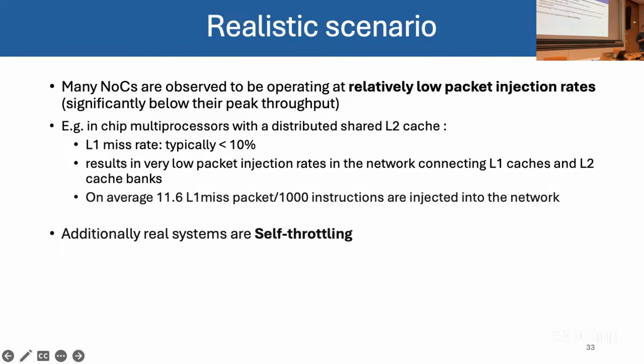So now let's come to the conclusion that those low network injection rates are actually a really realistic scenario. In the systems that we evaluated, especially if the L1 miss rate is pretty low, then the injection packet rate is also low. And that just means that that's actually a realistic scenario. Additionally, real systems are self-throttling, as I've said, so that's also an advantage.